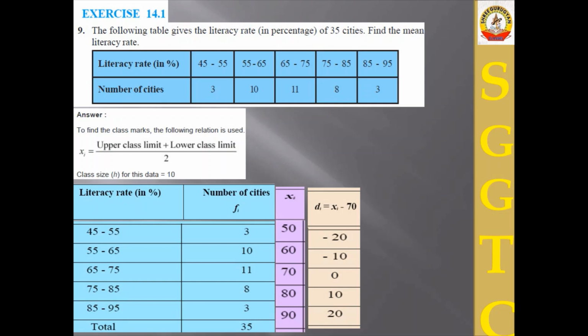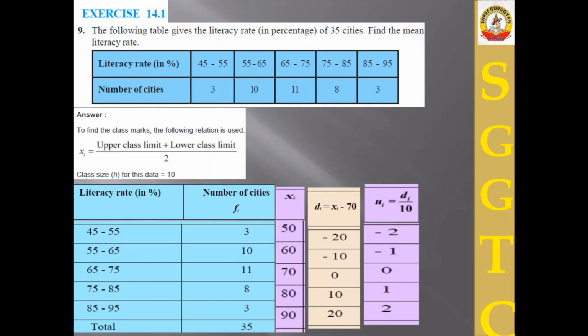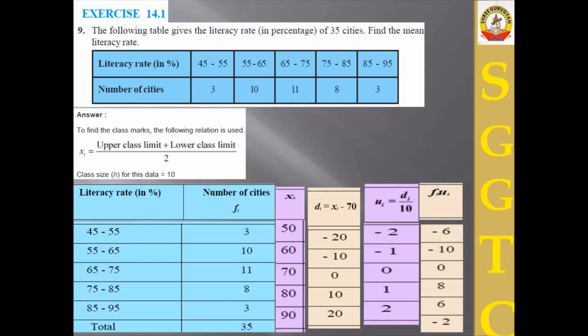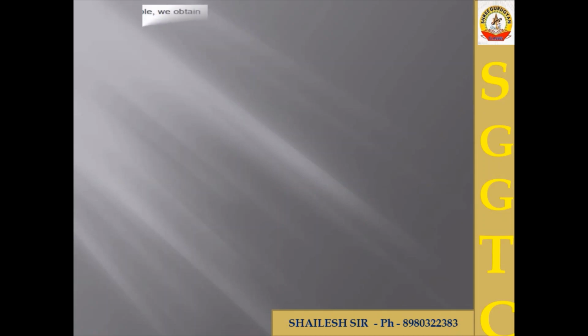Your answer di, xi minus 70. And value apply: 50 minus 70, minus 20. 60 minus 70, minus 10. 70 minus 70, 0. 80 minus 70, 10, and 90 minus 70, 20. And last in the table, ui, di by 10, and finally, fi into ui. Yes, students, fi means second column, and ui means second last column. Both multiplied, and total summation, the value you get is minus 2, and apply the formula.